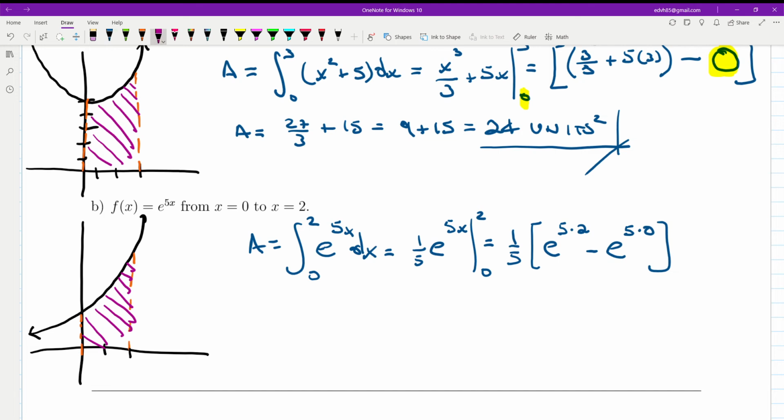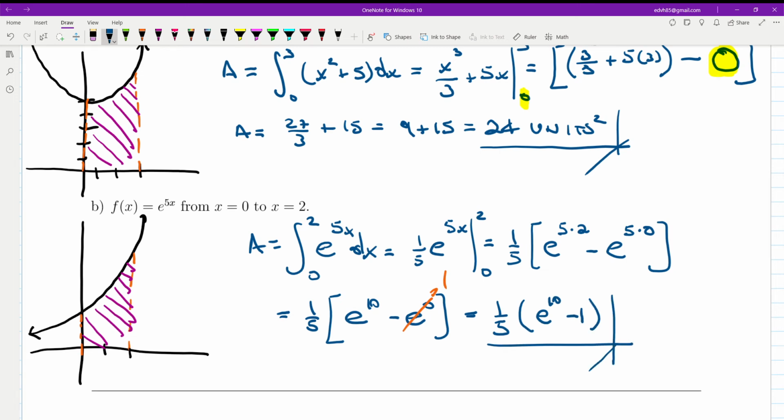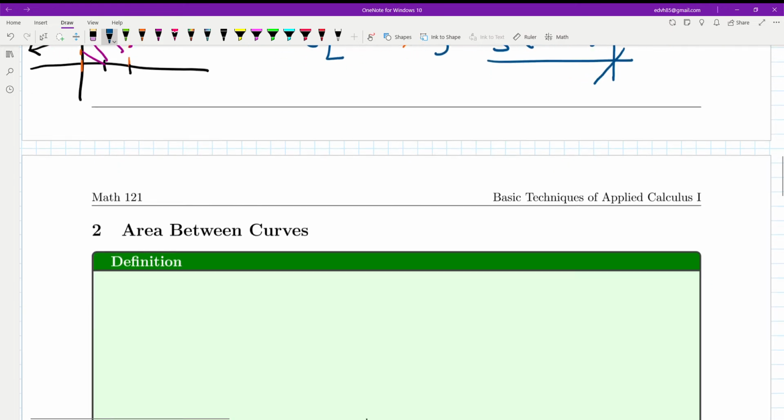Over here, e to the 5 times 0, that's going to be the number 1. That's 1/5 times e to the 10 minus e to the 0, but be careful when we evaluate the e to the 0. That's going to give us a 1. And 1/5 times e to the 10th power, which is simply e to the 10th power, let's leave it like this, minus 1. Typically, we'll leave this in exact form unless otherwise stated. You might want to leave this in terms of decimals, 3 decimals, 4 decimals, depending on the specifications.